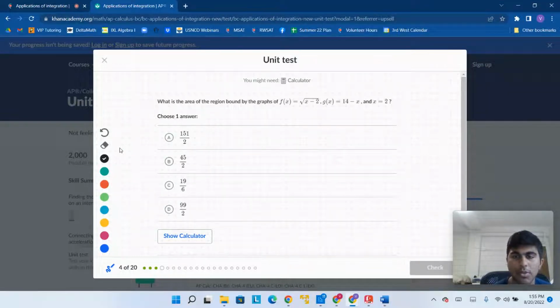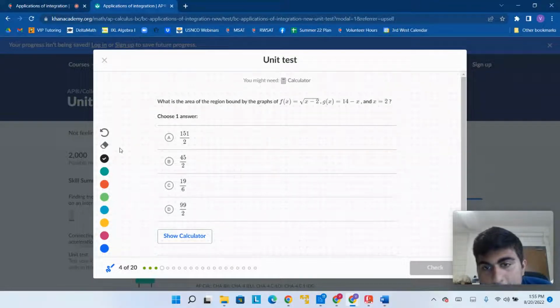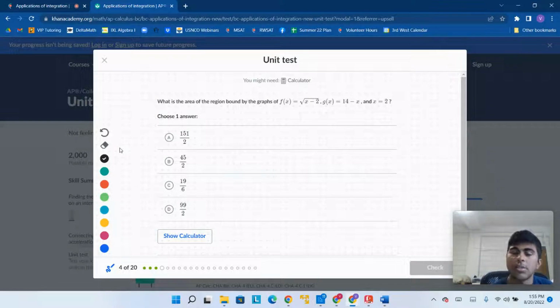Okay. So what do we have here? Well, let's think about where they intersect. Let's think about the intersections. One intersection that I can see seems to be at x equals 11. All right, so the intersection is x equals 11.